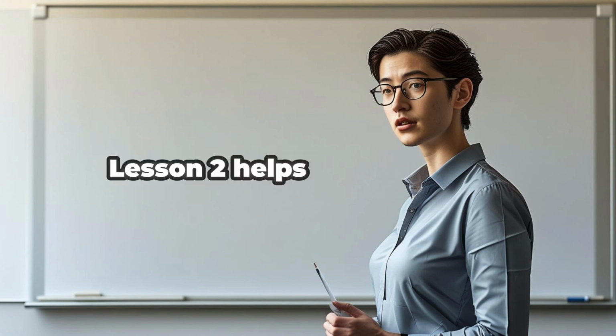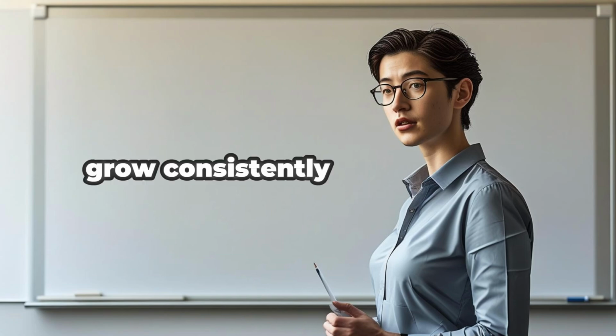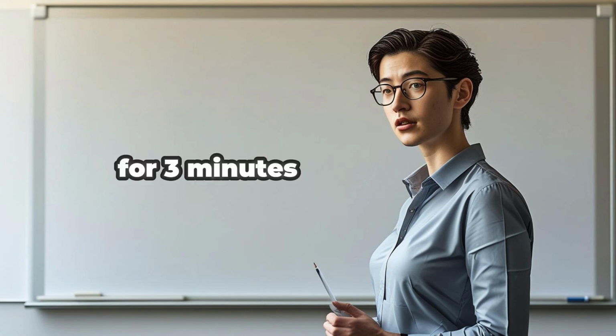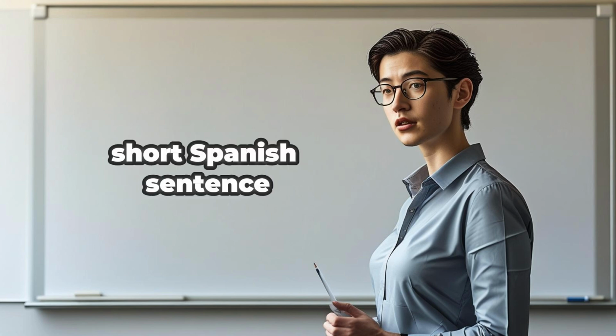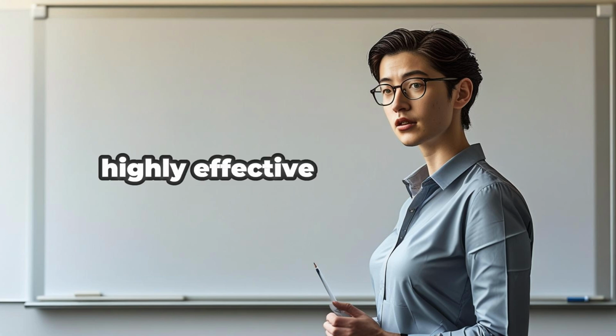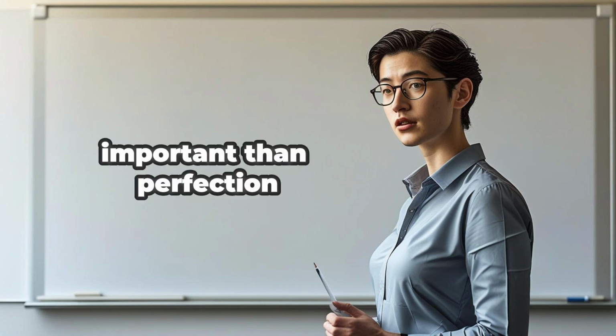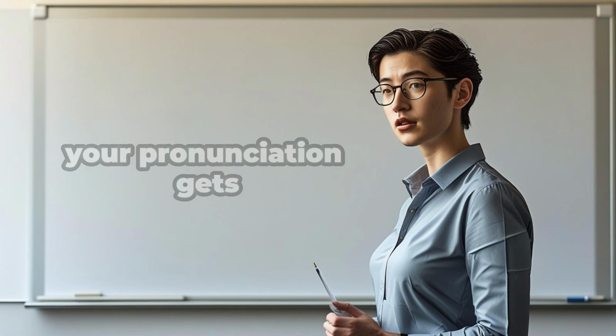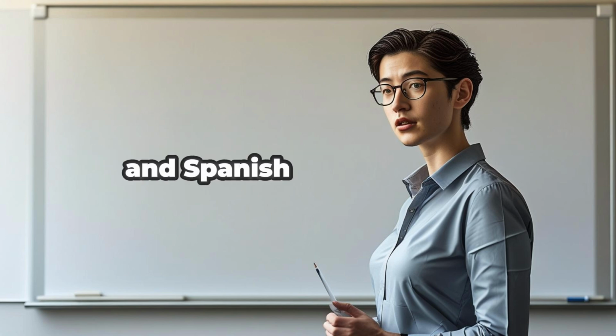Finally, Lesson 2 helps you develop daily practice routines so you can grow consistently. The best routine for beginners is simple. Speak aloud for 2 minutes, review vocabulary for 5 minutes, listen to something in Spanish for 3 minutes, and read one short Spanish sentence. This routine is short, easy, and highly effective. Consistency is more important than perfection. When you practice a little every day, your confidence grows faster, your pronunciation gets better, and Spanish begins to feel like a natural part of your daily life.